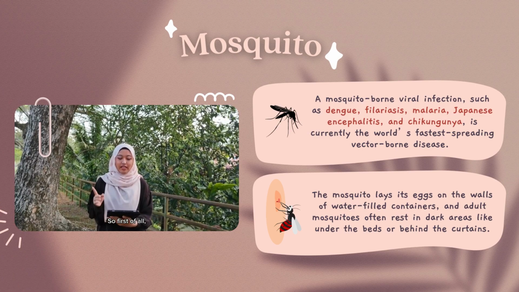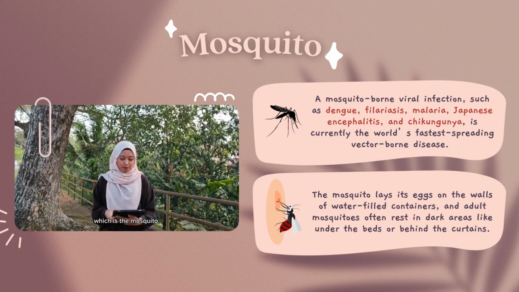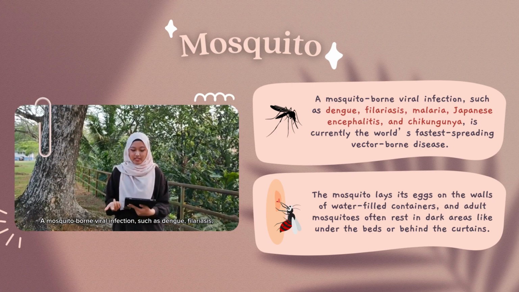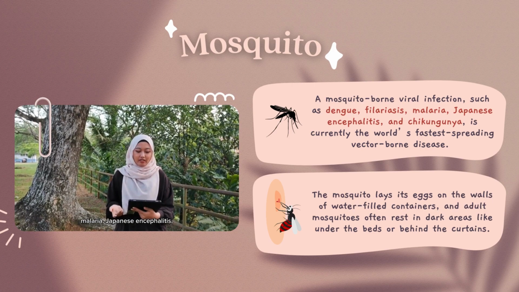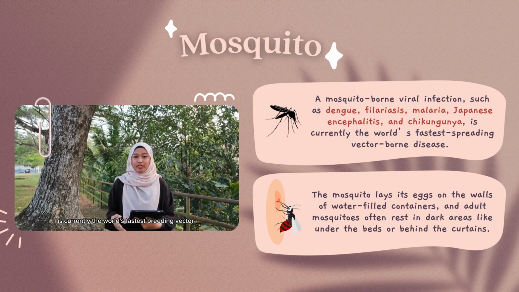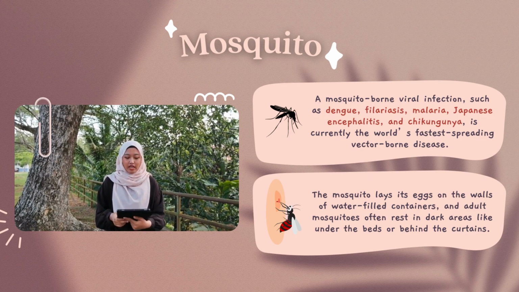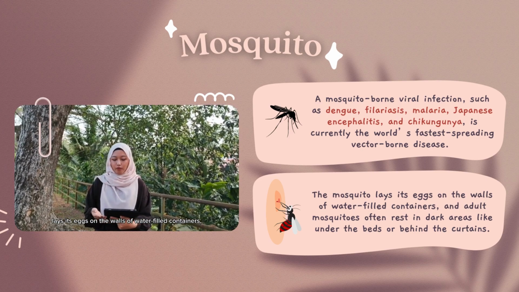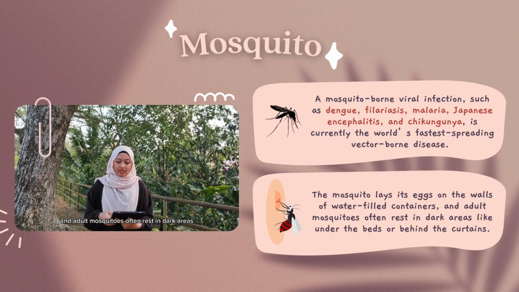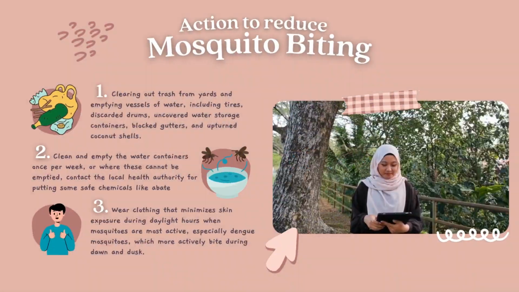So first of all, let me share about the prevention of the most common vector, which is the mosquito. Mosquito viral infections such as dengue, filariasis, malaria, Japanese encephalitis, and chikungunya are currently the world's fastest spreading vector-borne diseases. The dengue mosquito lays its eggs on the walls of water-filled containers, and adult mosquitoes often rest in dark areas like under the beds or behind the curtains.